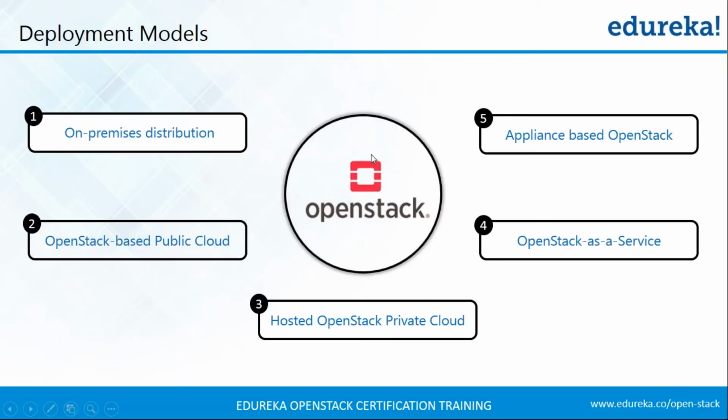You can deploy your OpenStack Cloud in one of these 5 ways. The first one can be your on-premises distribution. It can be an OpenStack-based public cloud, a hosted OpenStack private cloud, OpenStack as a service, and appliance-based OpenStack. Let us take a look at them one by one.